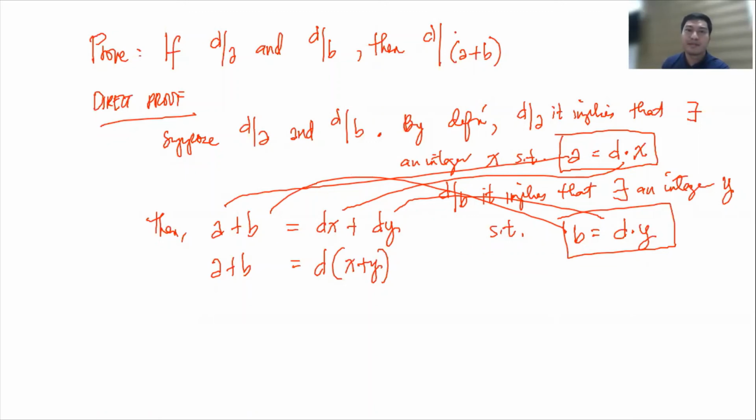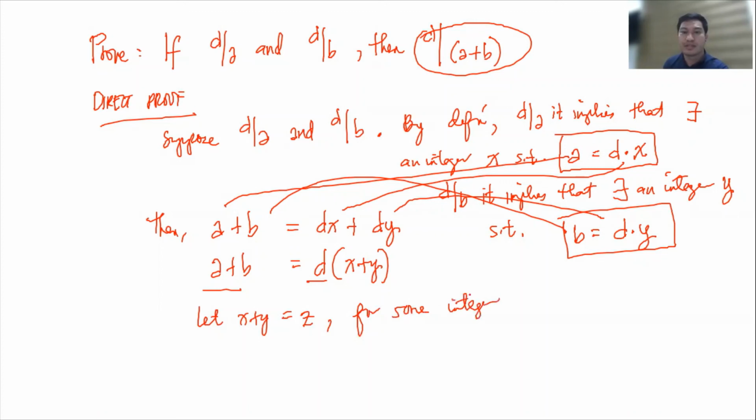Now, we wanted to have this. D divides a plus b. We already have d and we have a plus b. We can just have let x plus y be equal to z for some integer z. Then a plus b is equal to d times z. Thus, d divides a plus b. Look at this. I think we're done proving it.